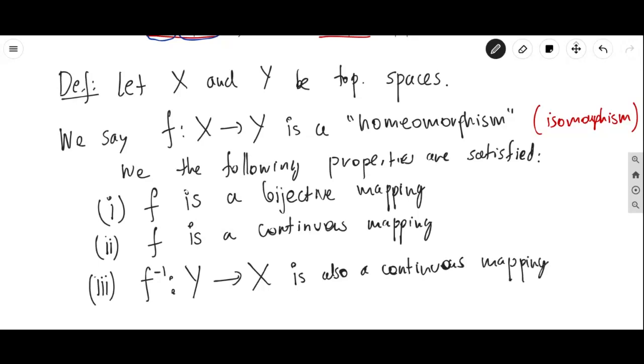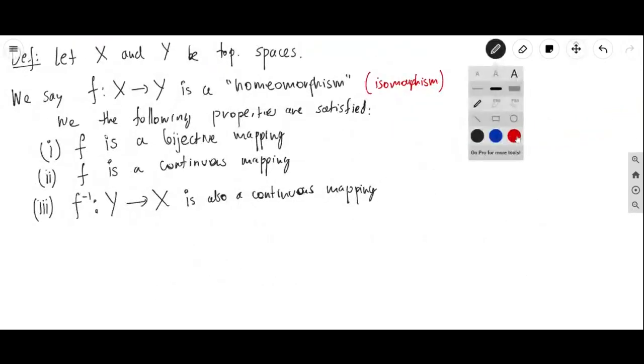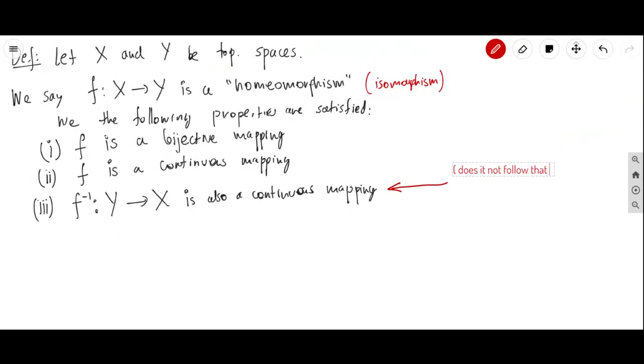Now, some of you might be confused, and you might say, but is it not true that this one is automatically true? So this is a question you can ask: does it not follow that 3 is automatically true from part 1 and part 2? If the function is a bijection, it has an inverse function. So that's like part 1. And f is continuous. So is it not true that the inverse mapping is continuous? And the answer to this question is no. It does not have to be.